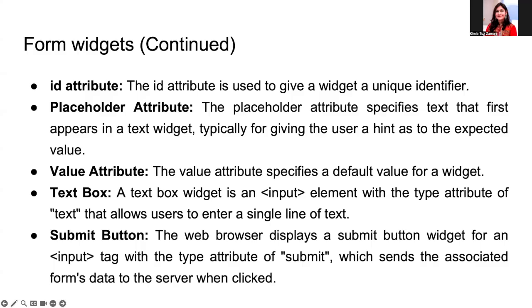Now let's talk about two common widget types. First, the text box created with input type equal to text allows the user to enter a single line of text such as their name or email. A submit button created with input type equal to submit generates a clickable button. When pressed, it collects all the form data and sends it to the server, following the rules of the form's action and method. So these attributes and widget types give us control over both how the input looks and how it behaves when the form is submitted.